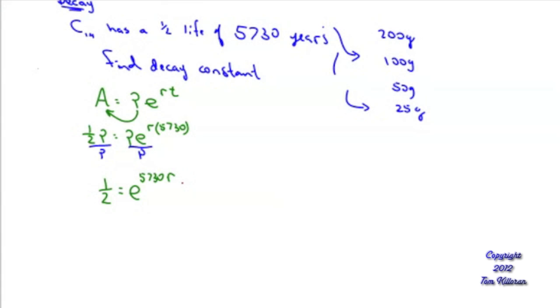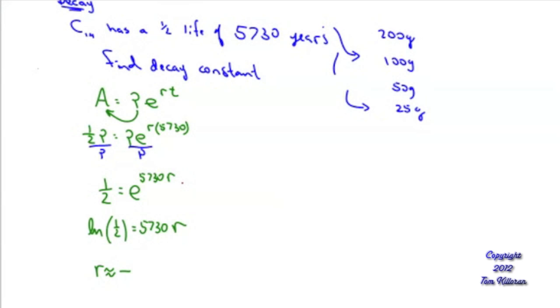And then you can change it to an ln. So it becomes ln of a half is equal to 5,730 r. It would be ln of the other side is equal to what's on the top or inside, depending on how you want to look at it. How do you solve for r? Divide both sides by that 5,730. It's going to be negative. Don't let that frighten you. ln of a half is actually a negative number. It's not crazy. It's just the way things work.